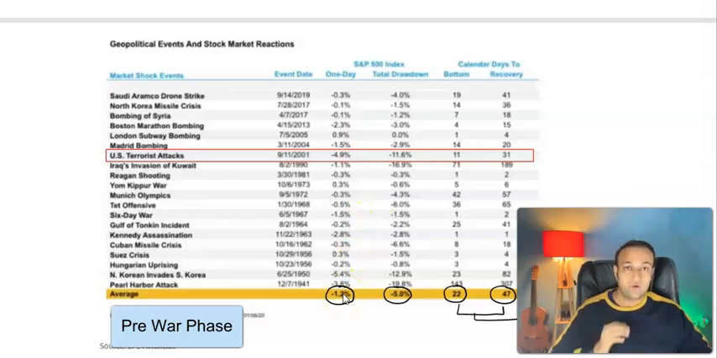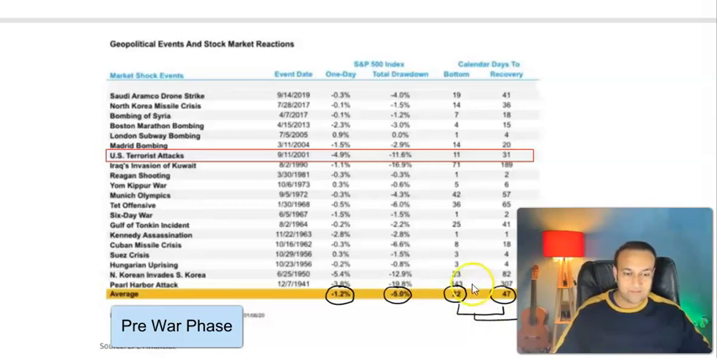That means on the day these events happened, the stock markets only went down by minus 1.2%. Similarly, the total drawdown, the total negative impact was just 5%. It took 22 days only for the market to reach these minus 5%, and after that, the market started recovering, and within 47 days, the market recovered to its pre-inciting event levels.